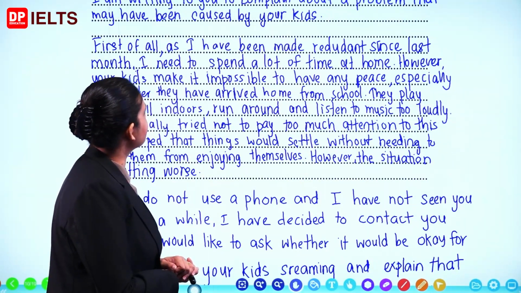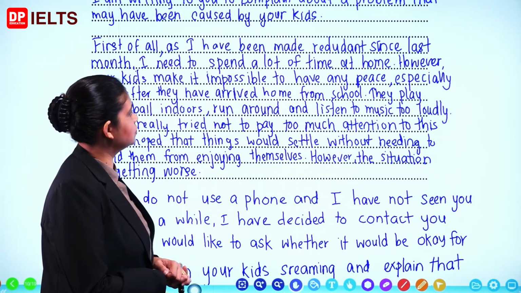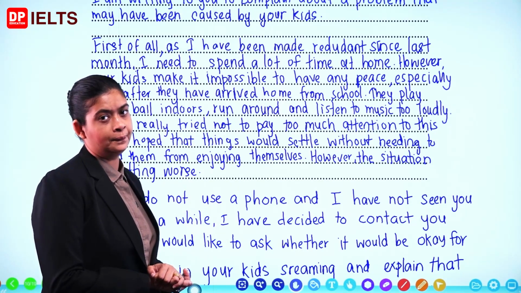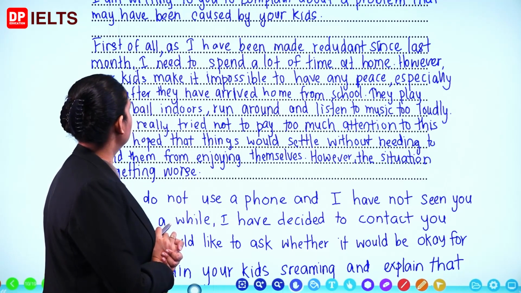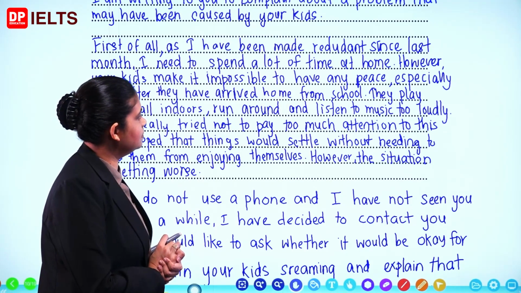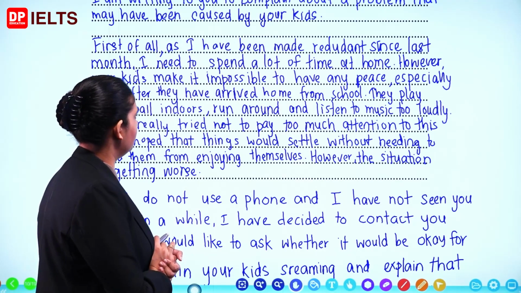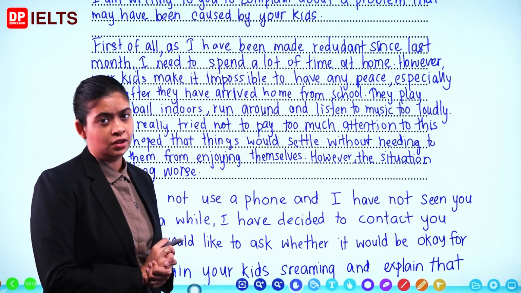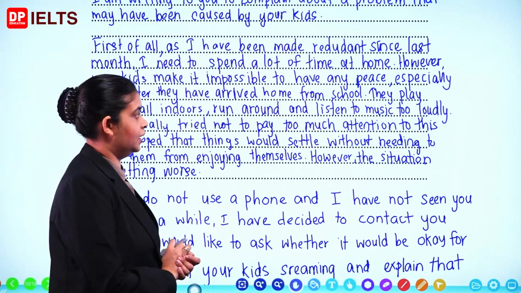First of all, as I have been redundant since last month, I need to spend a lot of time at home. However, your kids make it impossible to have any peace, especially soon after they've arrived home from school.